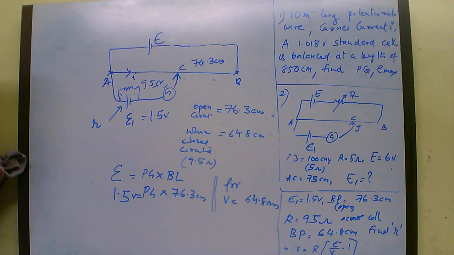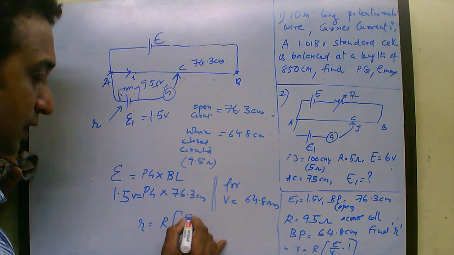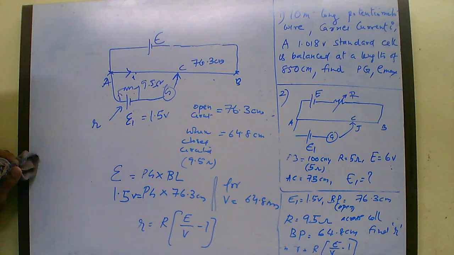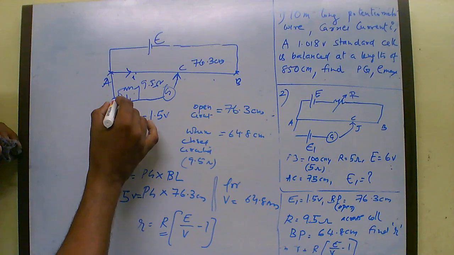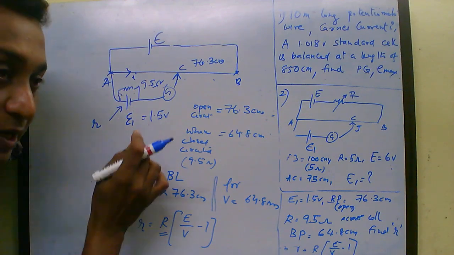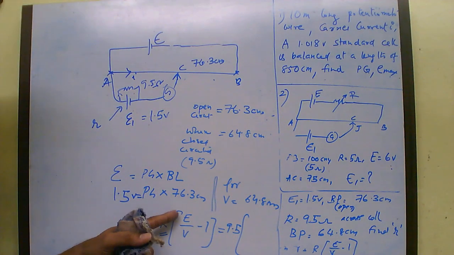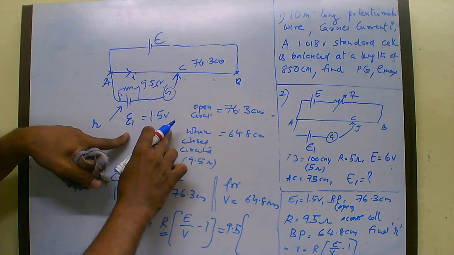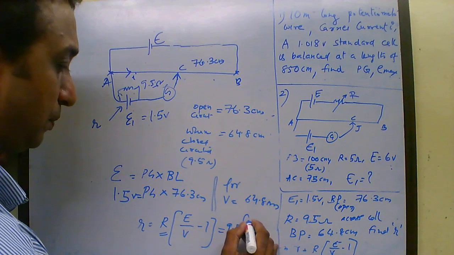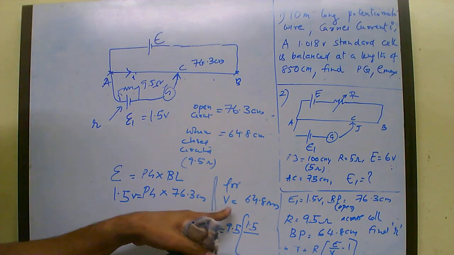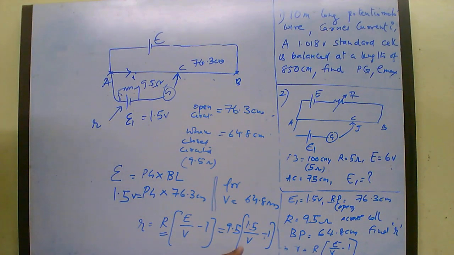Now the internal resistance of the cell is given by the equation r equals R times (E by V minus 1). Capital R is the resistance which you connect across the cell to make it closed circuit. So in this case that is 9.5 ohms, and E is the EMF of the cell when it is in open circuit. So that is 1.5, and you have to find this V to find the unknown resistance. How to find this V?